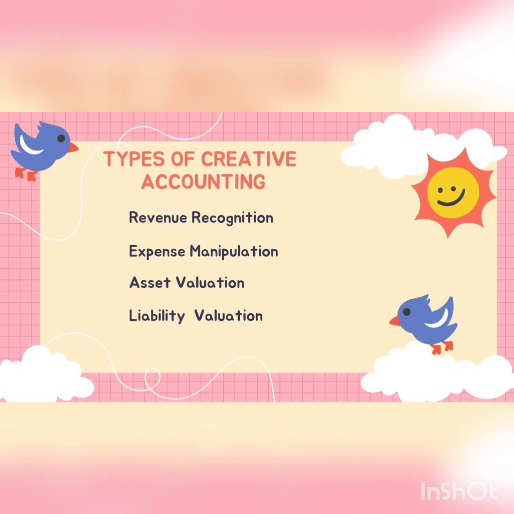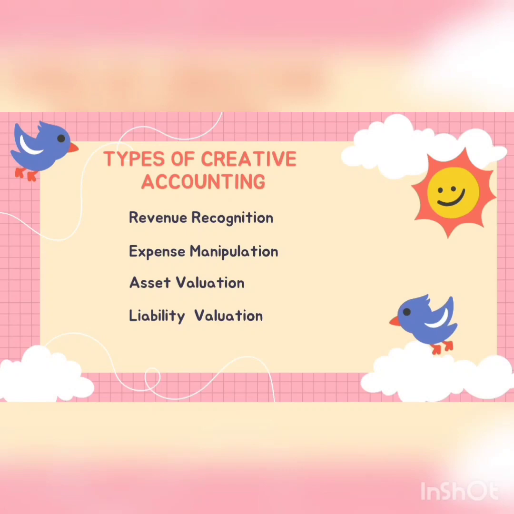Moving on to the next type, asset valuation manipulation. Asset valuation manipulation involves overvaluing assets to increase reported profit or undervaluing assets to reduce tax liabilities. For example, companies may inflate the value of intangible assets such as patents or trademarks to increase reported profits. Alternatively, a company may undervalue assets such as inventory and fixed assets to reduce tax liabilities.